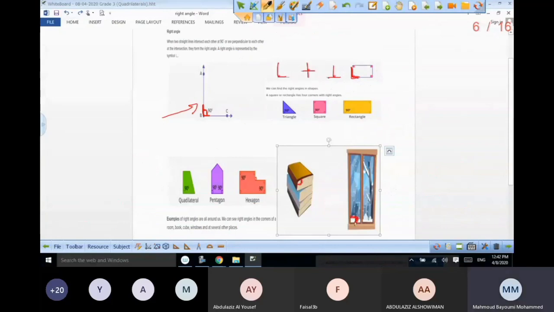So the right angle is an angle which makes perpendicular lines, like a plus sign, for example. A plus sign makes four right angles. So this is the meaning of right angle. If you see the rectangle, for example, or the square, they have four right angles in each of them. But in this triangle, we have only one right angle.